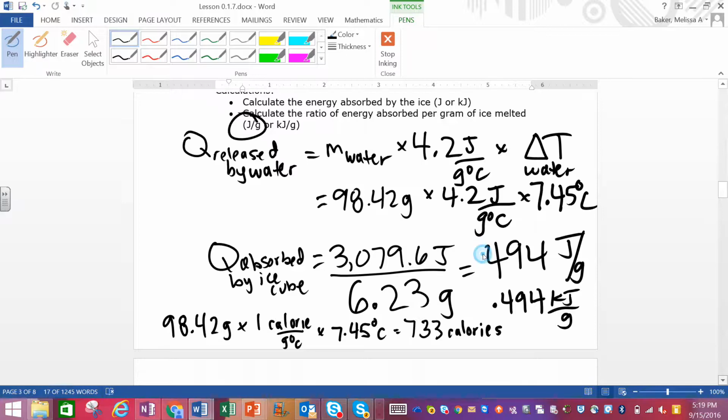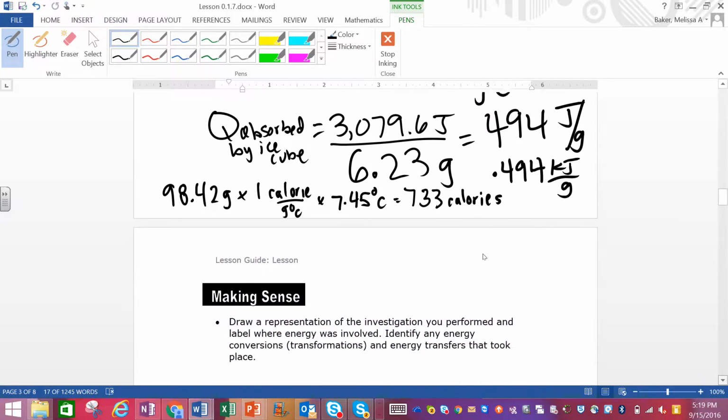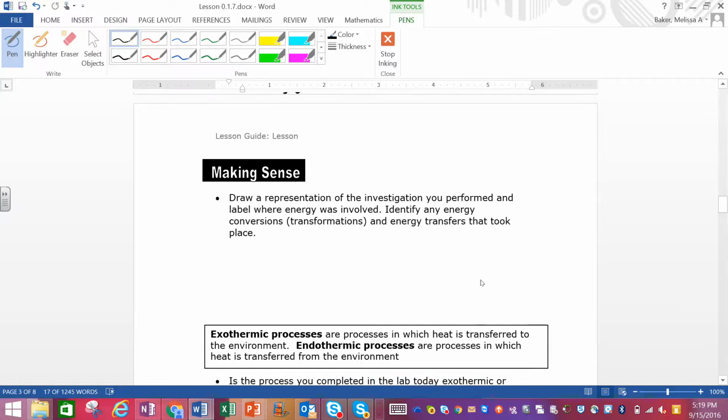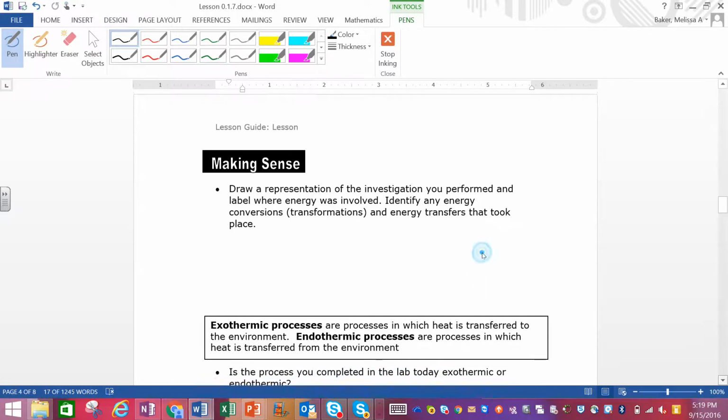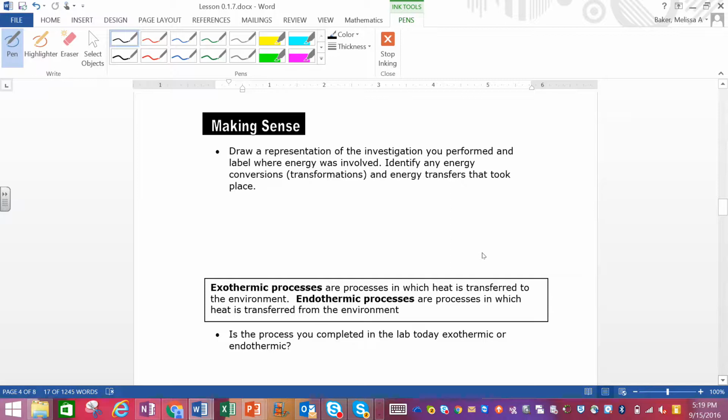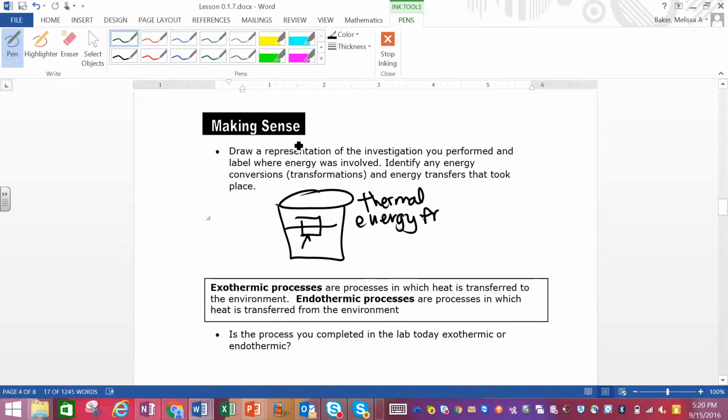Okay, cool. Let's take a look at some of these follow-up questions. For the making sense question, it says, draw a representation of the investigation you performed and label where the energy was involved. Identify any conversions and transfers. Well, this is going to be one of our simpler drawings. There's energy, I should specify, thermal energy from the water is transferred to the ice cube.